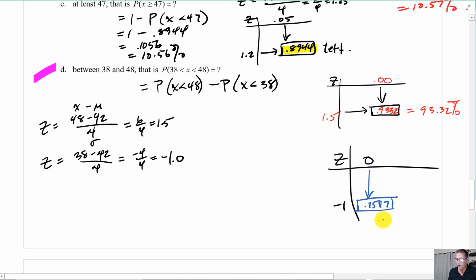0.1587. And if you want, as a percentage, that's 15.87%. So if you want to use percentages, you can use them, or you can use the decimals. It doesn't matter. They're just probabilities here. Okay, so let's put the probabilities in.